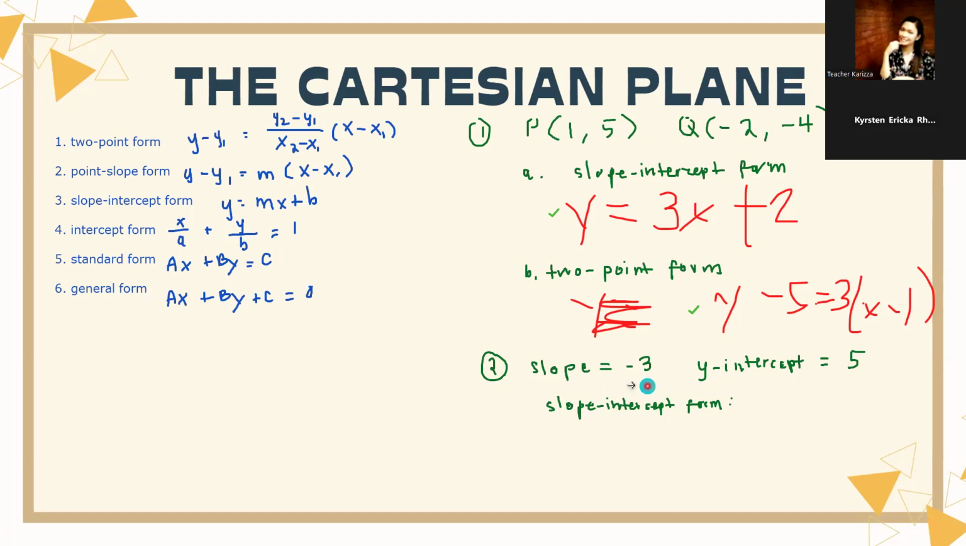Commute pala ako. So given that the slope is -3 and your y-intercept is 5, find the equation of the line and write it in slope-intercept form. Okay po.